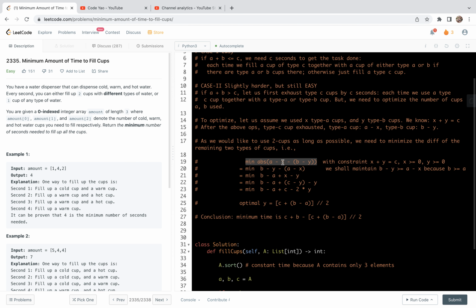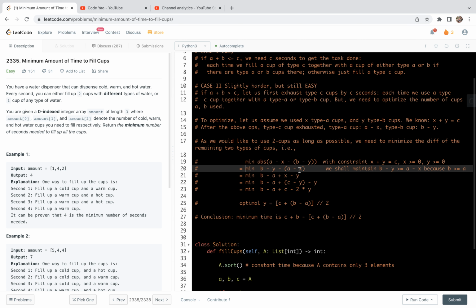In other words, we need to minimize this quantity, the absolute value of (A minus X) minus (B minus Y), with the constraint that X plus Y equals C, X is greater than or equal to 0, and Y is greater than or equal to 0. It also implicitly implies A minus X should be non-negative, and B minus Y should be non-negative. Here we want to take off this absolute value.